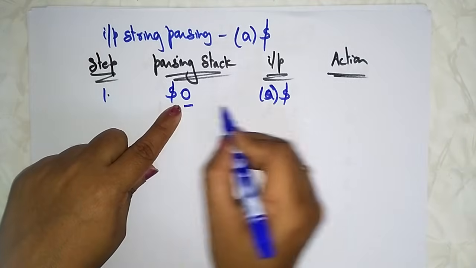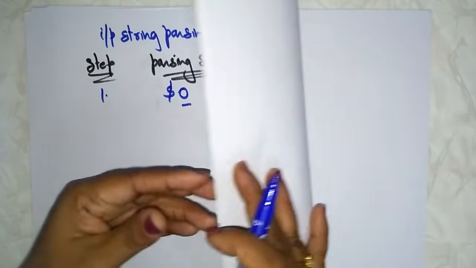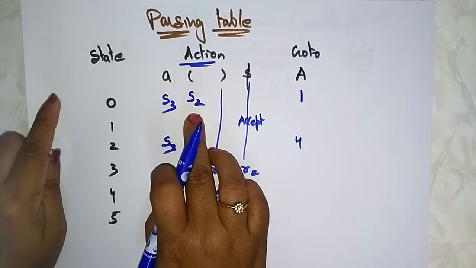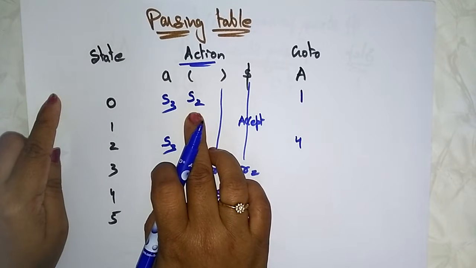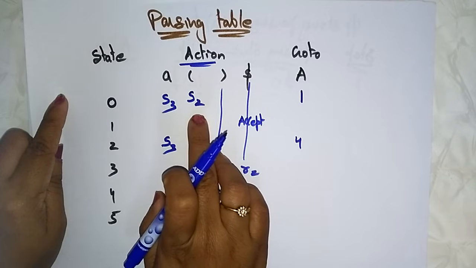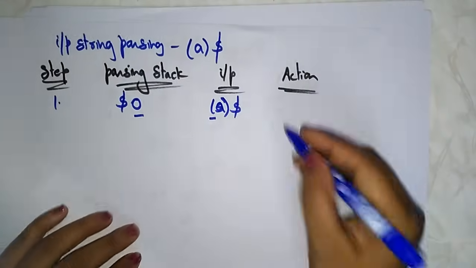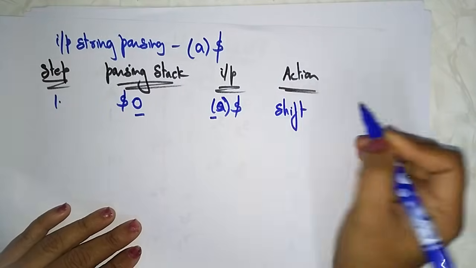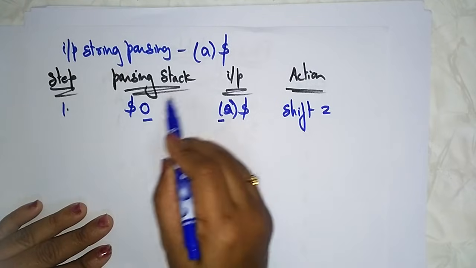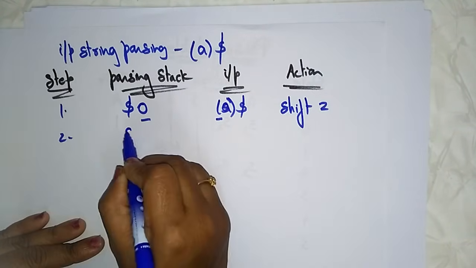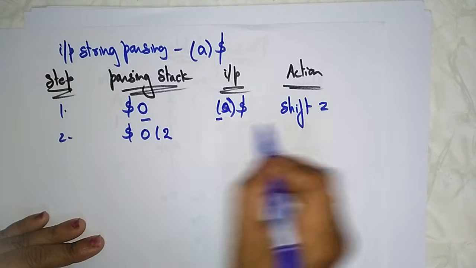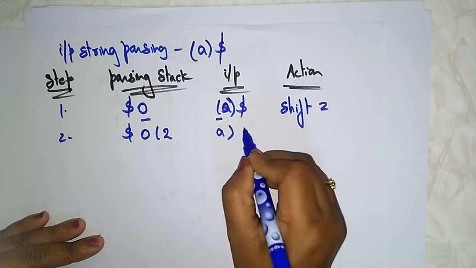Now let's check 0 and left parenthesis. So 0 and left parenthesis is S2, which means shift. I have to perform the shift operation. So along with the number, that terminal has to be shifted. So shift, it's a 2. So along with this terminal you have to shift. The second is dollar 0 left parenthesis and 2. Now it is A right parenthesis dollar.